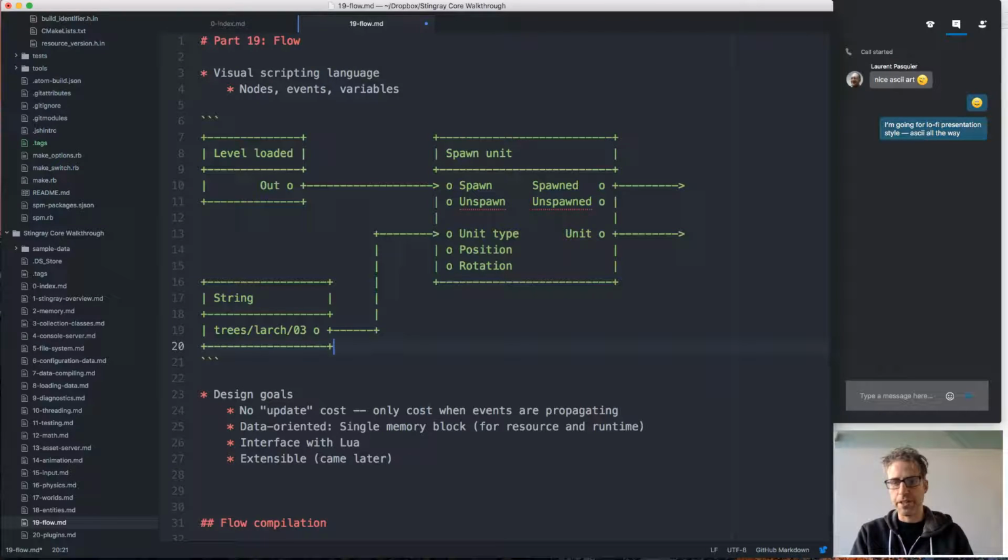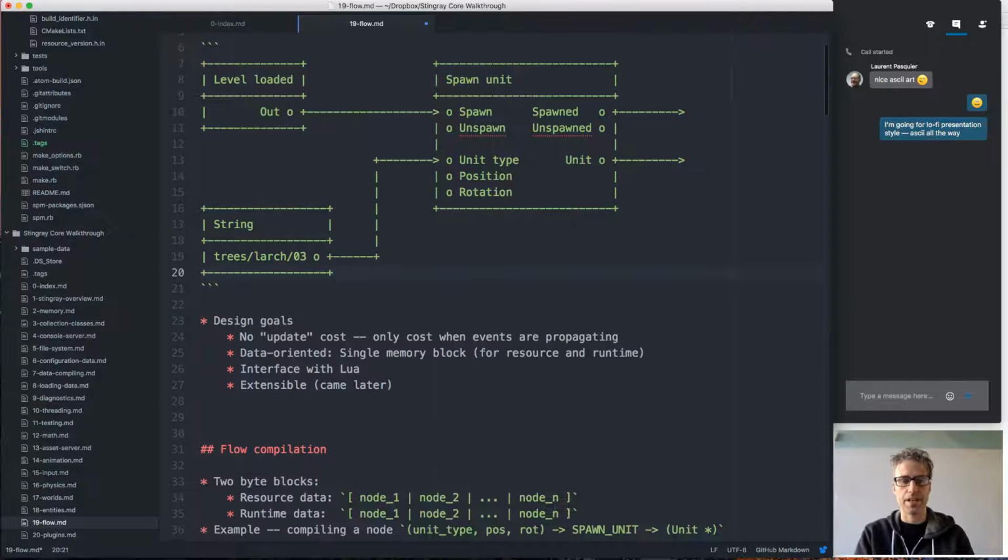So let's dive a bit into the implementation. How is this system implemented? How does it work behind the scenes?